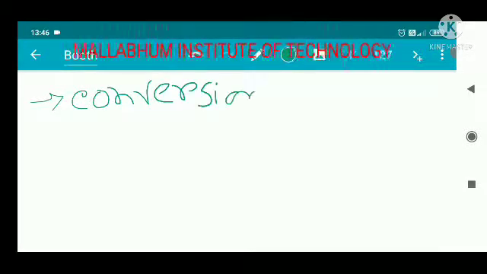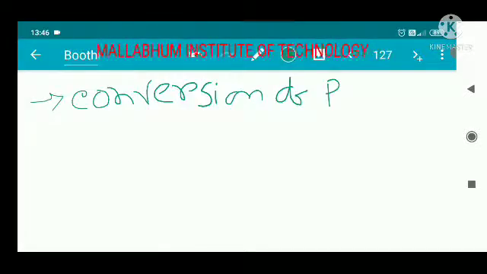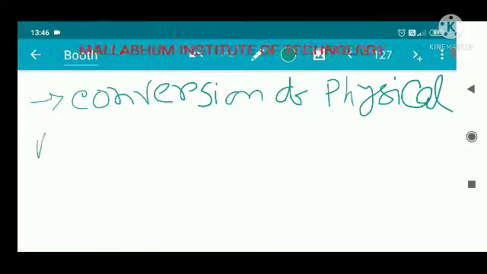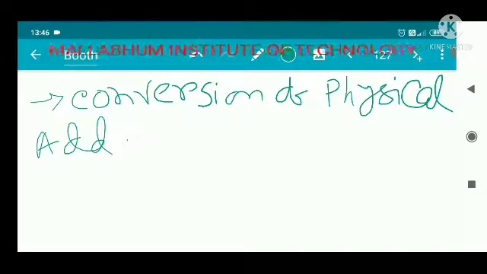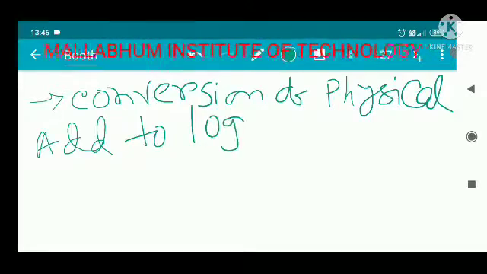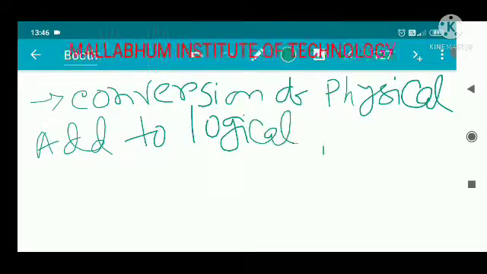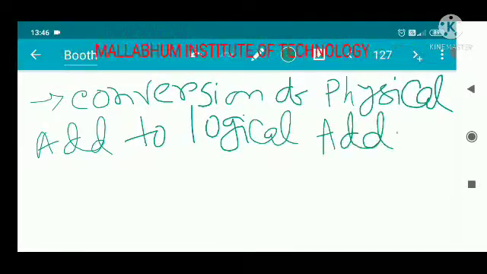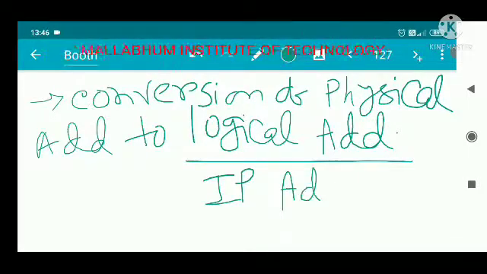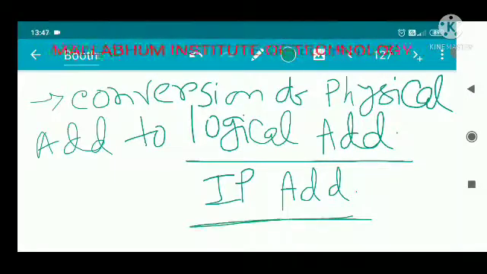Conversion of physical address to logical address. Logical address is also called your IP address. All of you have heard the term IP address, so that is your logical address.